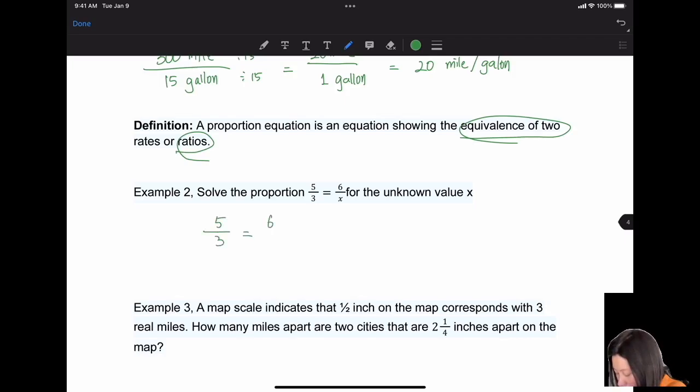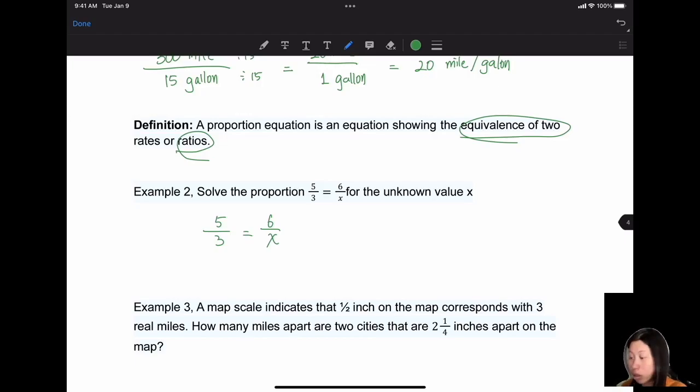So proportion means these two should be equal. So how do you solve it? You can times 3 on both sides, or, times 3 on both sides doesn't work.